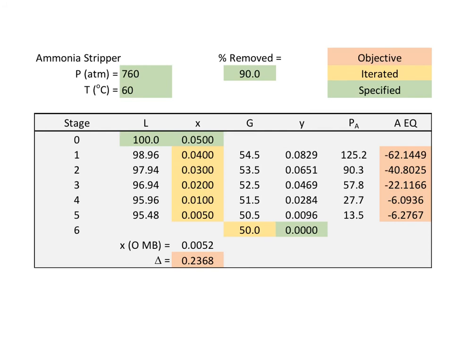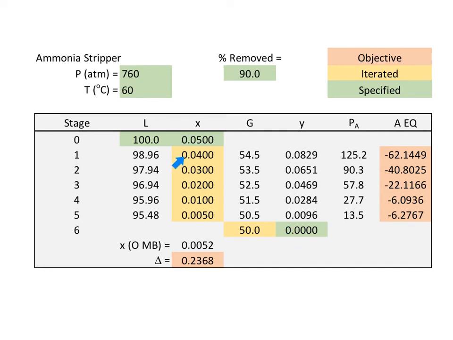Here is my spreadsheet solution, and I'd like to take you through the calculations. You can follow along with the accompanying Excel spreadsheet, Ammonia Stripper. In green, we have the specified values. So we have the pressure, 1 atmosphere, the temperature, the percent removed, the liquid flow rate, that's our feed, and its composition, 5%. And also, we specify that the gas phase, the air that will strip out the ammonia, has no ammonia in it to start with.